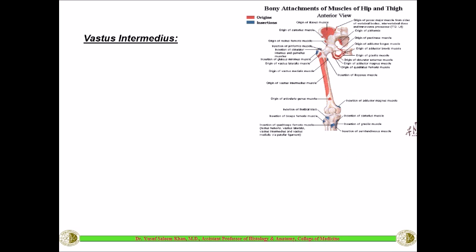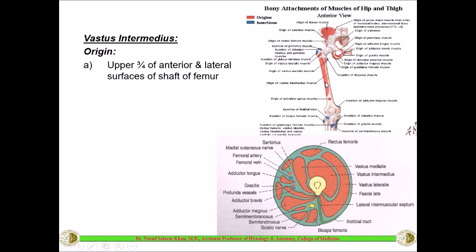Now coming to the vastus intermedius, the last muscle of the quadriceps femoris. So the origin of this muscle is from the upper 3/4 of the anterior and lateral surface of the shaft of the femur. If you can see here, vastus lateralis takes origin from this part, only a small part here anteriorly, and the vastus medialis again from the medial side, a very small part. But if you see the vastus intermedius, it has a very big origin on the anterior surface as well as the lateral surface.